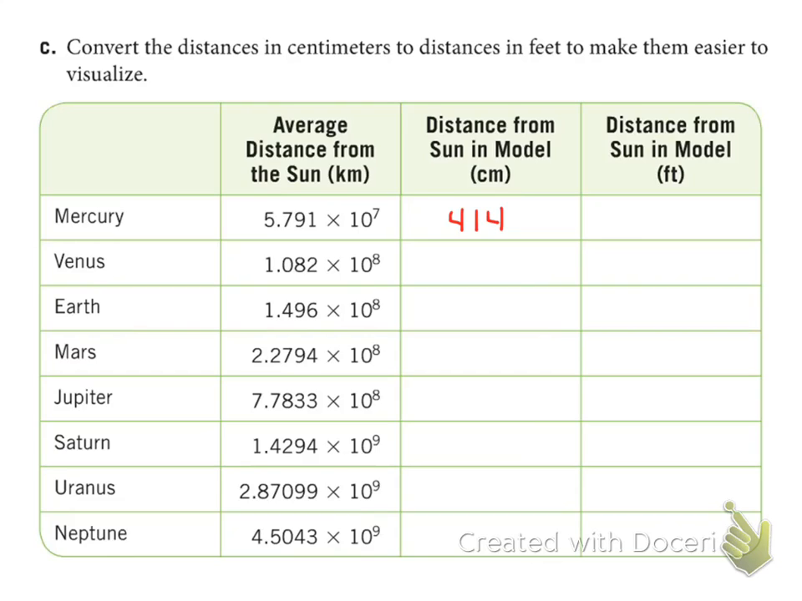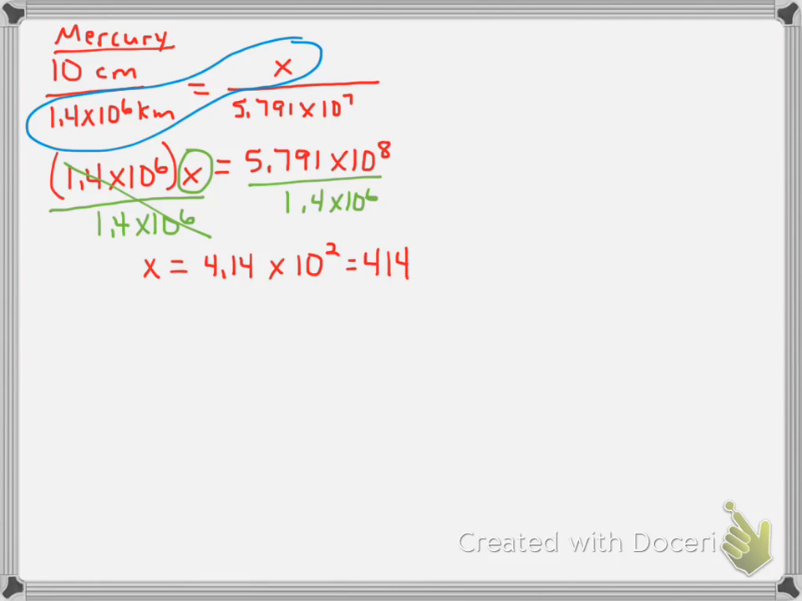Okay. Now let's do the next part over, the distance from the sun in model. We want to convert, basically we're converting the centimeters to feet. So we have 414 centimeters. We want to convert to feet. Now when we've been dealing with the metric and the US system, the conversion between the two, we've been using centimeters and inches, right?